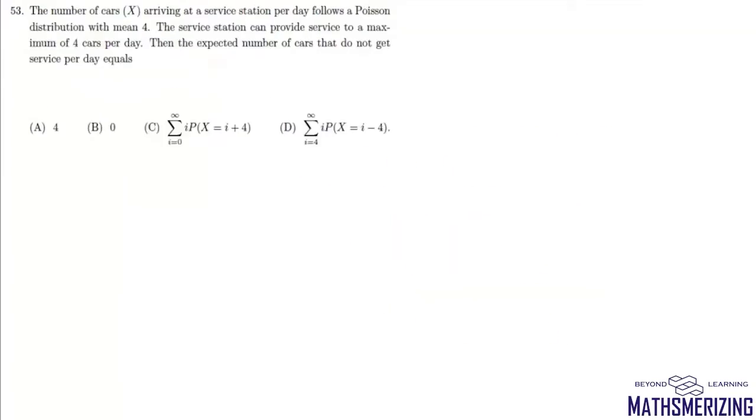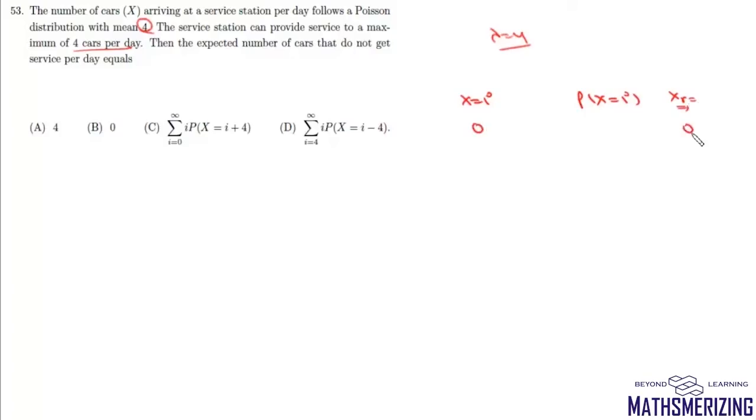Now question number 53 is: the number of cars X arriving at a service station per day follows a Poisson distribution with mean 4. So the value of lambda is 4. Now it says the service station can provide service to a maximum of 4 cars per day. Then the expected number of cars that do not get service per day equals what? Now what we'll do is define a random variable X equals i, and then find its corresponding probability P(xi). And then we'll also define a random variable XR, which represents the number of returned cars.